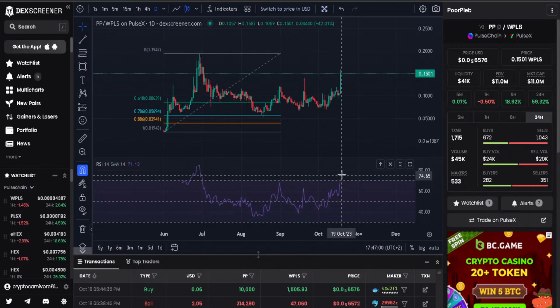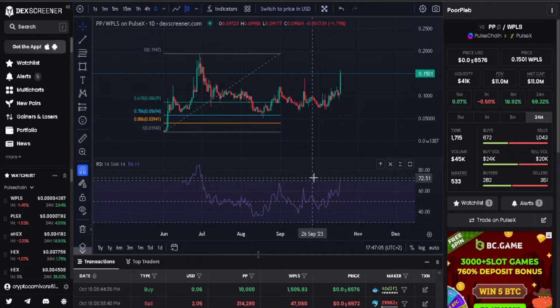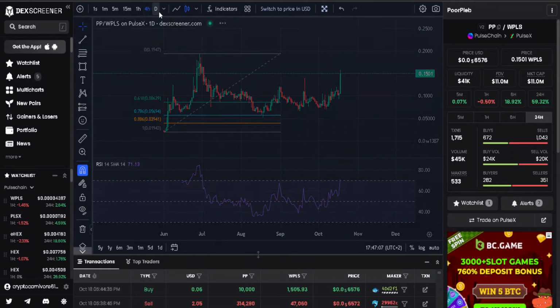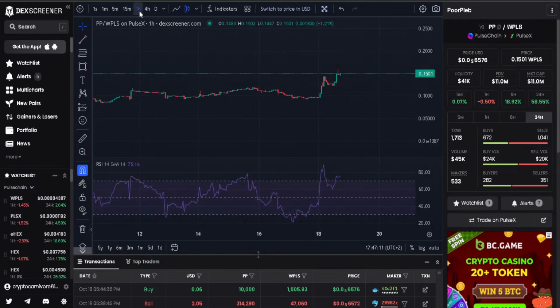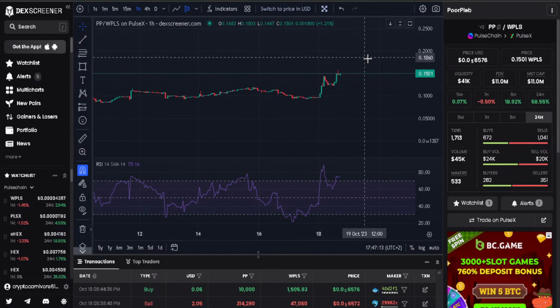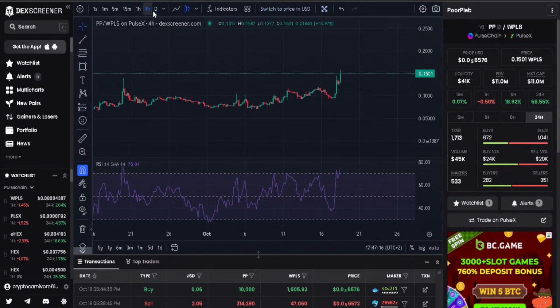The RSI starting to get into the extreme bought areas. There's no bearish divergences to speak of. We can look at the shorter time frames, nothing on the 4 hourly. There is bearish divergence on the 1 hourly, but that can just mean some consolidation sideways.